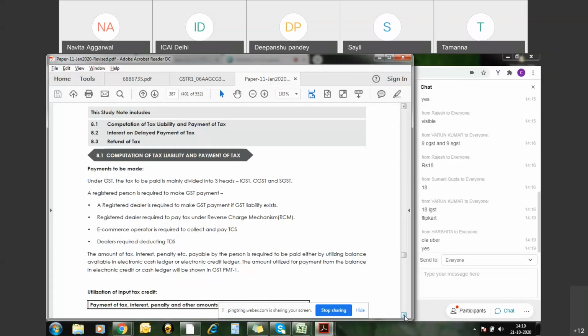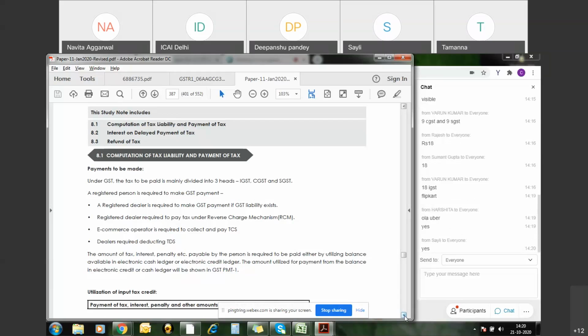So who has been paying the GST? It is the end user who has paid the GST, and to whom? To the supplier. So Amazon, in between, is collecting the tax and pays TCS on that.